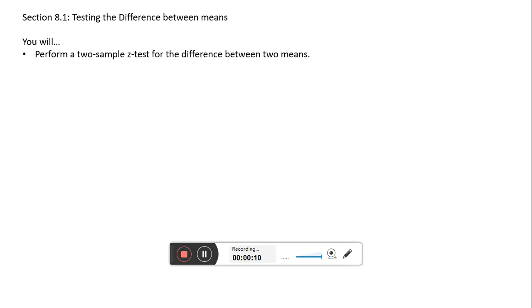all these assignments. So, what we're going to do is focus today on section 8.1. All right, and what we're specifically focusing on is performing a two sample test. Up until this point, we've only been performing one sample tests. Now we're going to look at performing a two sample test.